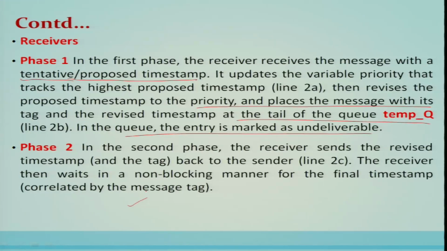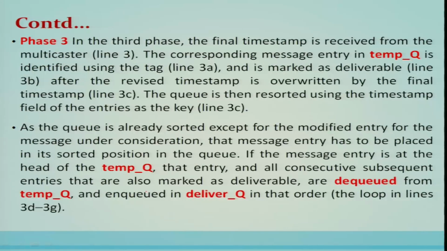So, to do that it will go for a second phase. The receiver sends the revised timestamp back to the sender. The receiver then waits in a non-blocking manner for the final. In phase 3 the final timestamp is received from the multicaster, or the sender. The corresponding message entry in the queue is identified using the tag and marked as deliverable after the revised timestamp is overwritten by the final timestamp. The queue is then resorted using the timestamp field of the entries.